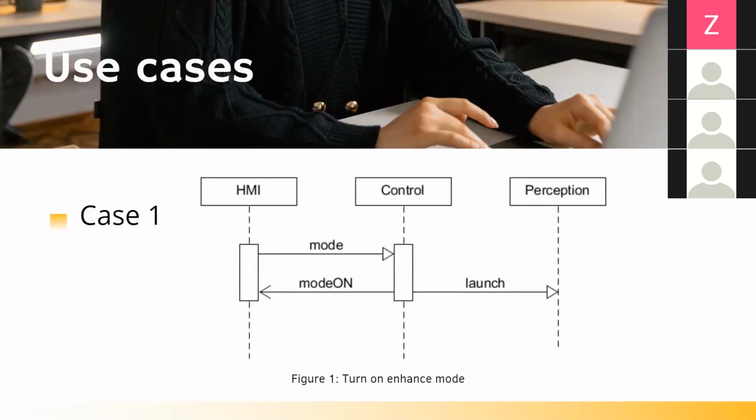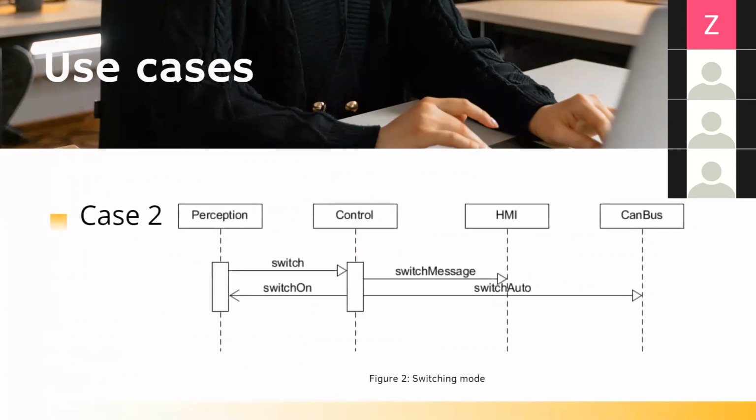The first use case is quite simple, which basically illustrates the launching of the enhanced mode. So the user turns on the mode from the user interface and invokes the mode to control. The control module returns the message back to the HMI and calls perception to launch the prediction work.